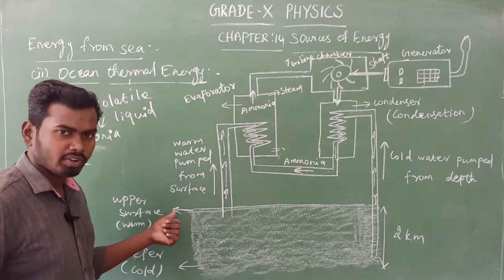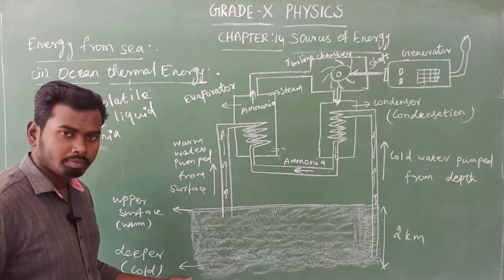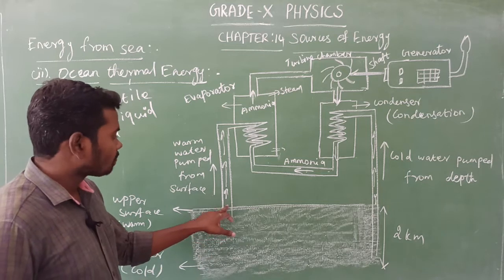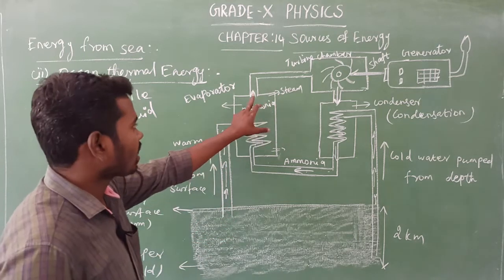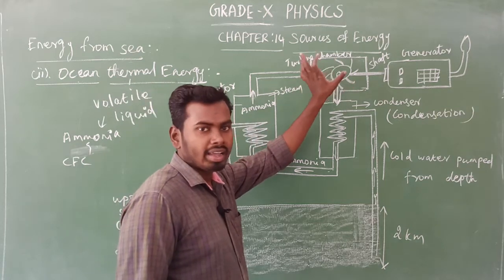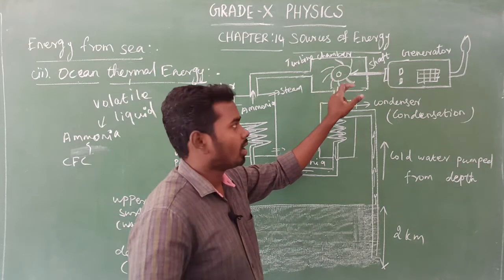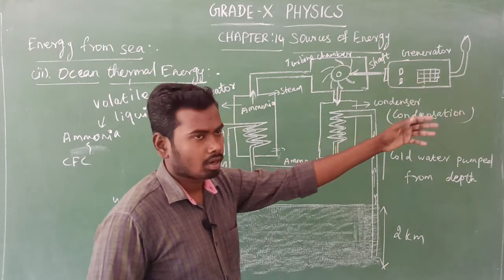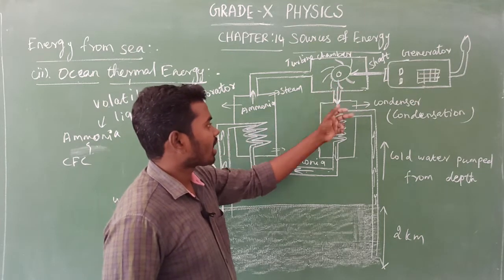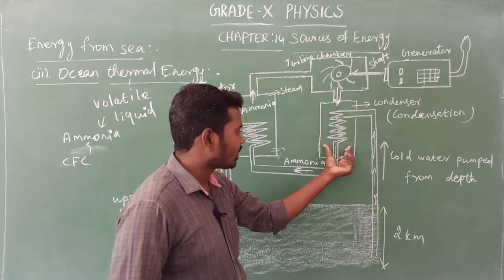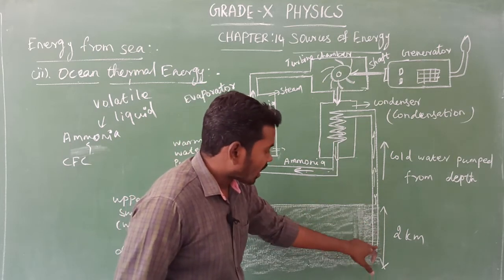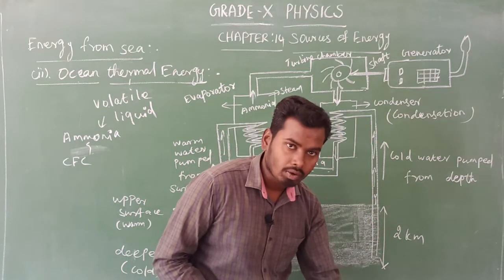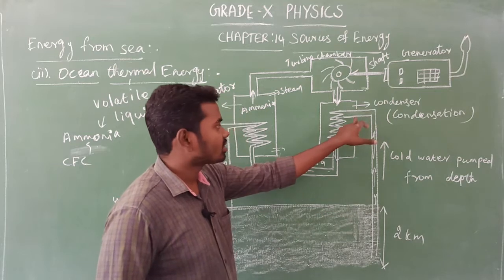So the surface water is warm water, and at deep depth the water temperature is less, which is considered cold water. This pipe is connected with the evaporator, and the other end of the evaporator is connected with the turbine chamber. Inside the turbine chamber there is a turbine propeller. Then the turbine is connected with the generator along with the shaft. Shaft means nothing but a long rod. Then the other end of the turbine chamber is connected with the condenser, and another pipe is connected at the deeper part of the water inside the ocean, and this condenser.